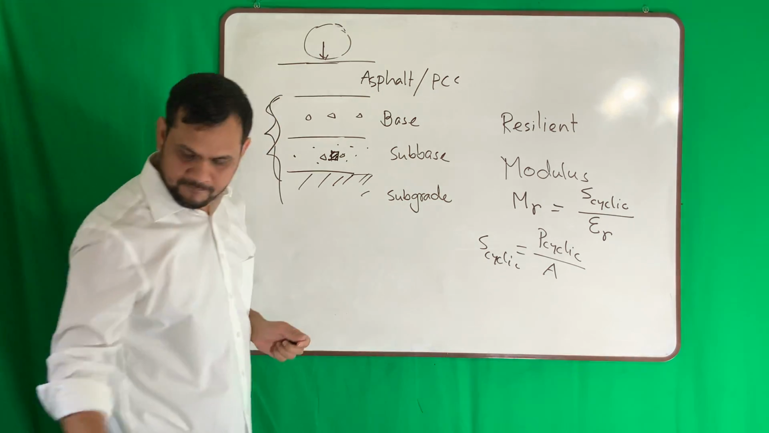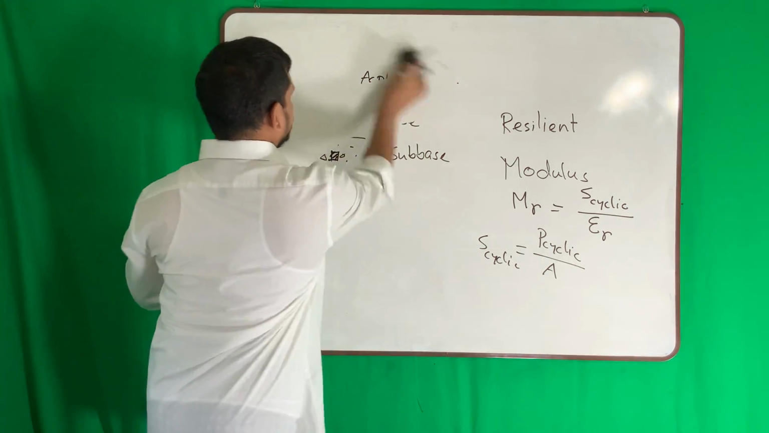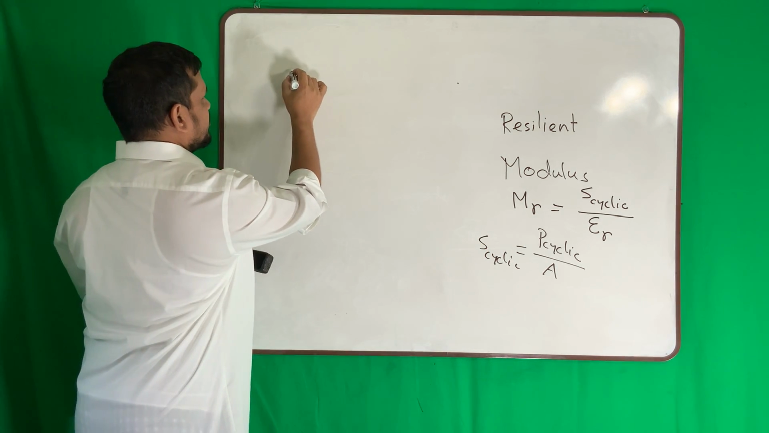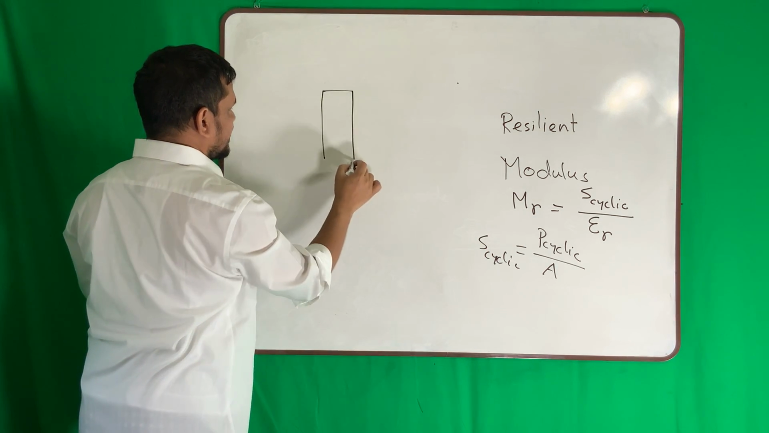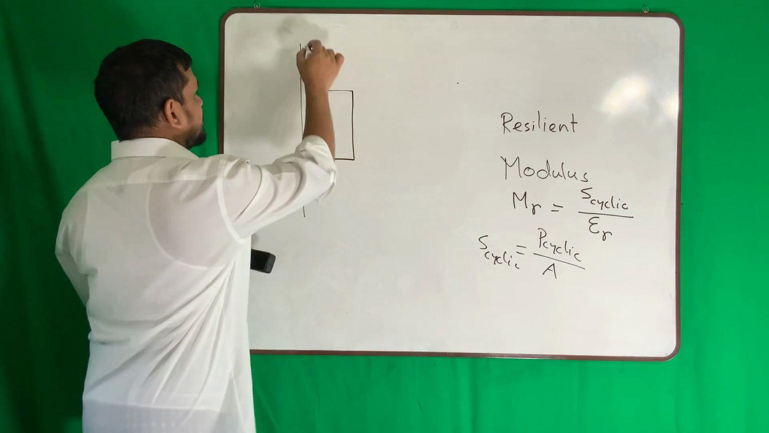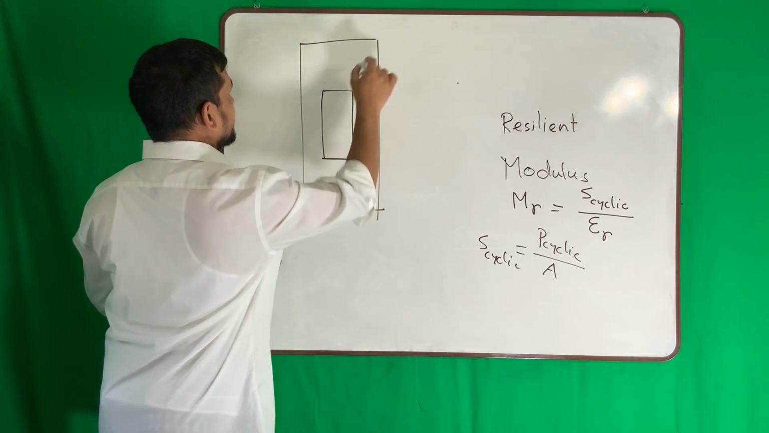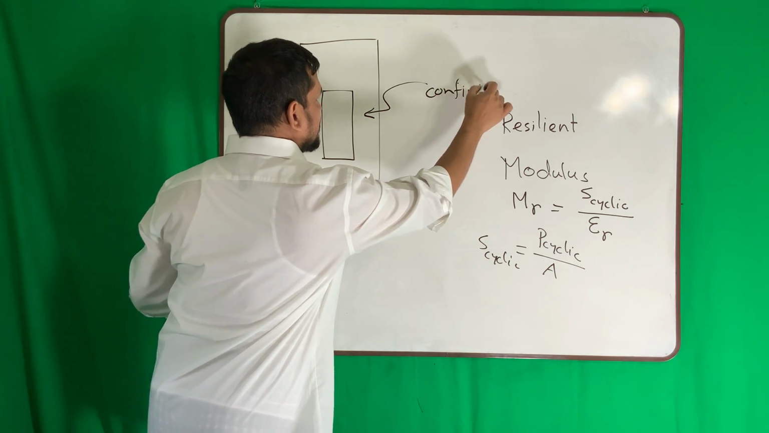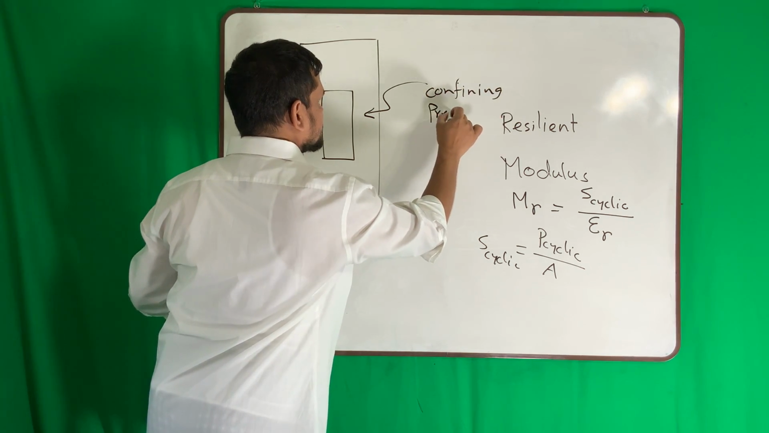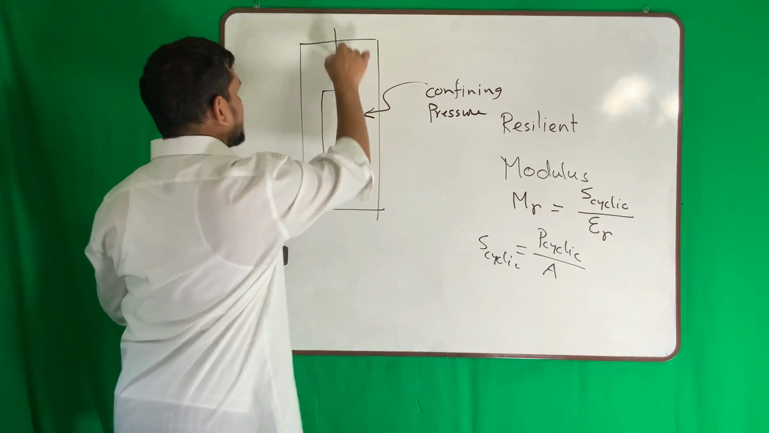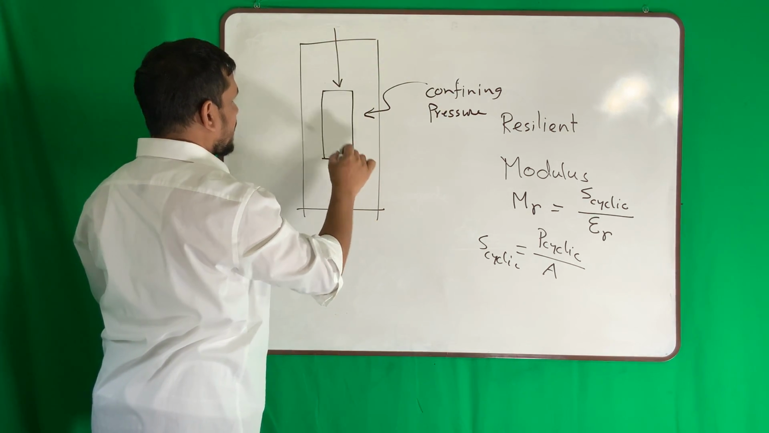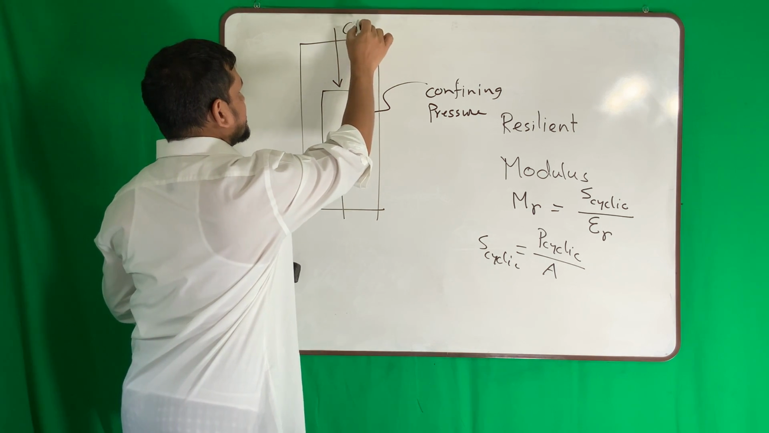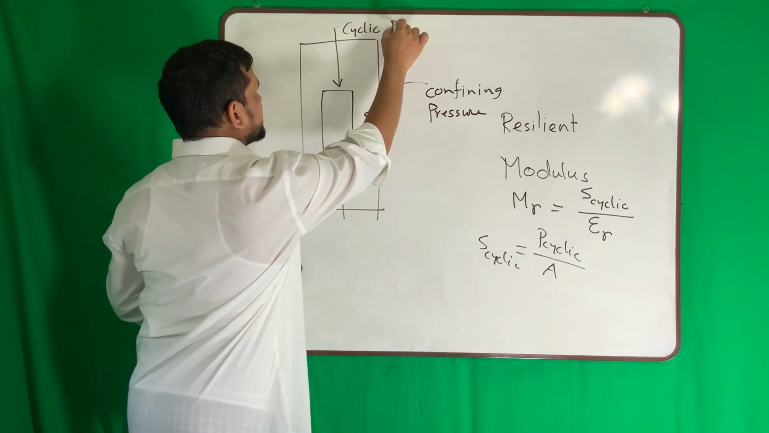Again, we are talking about resilient modulus. What we do here, we prepare a cylindrical sample, place it under a cylinder, then we apply confining pressure, then we apply cyclic pressure here.